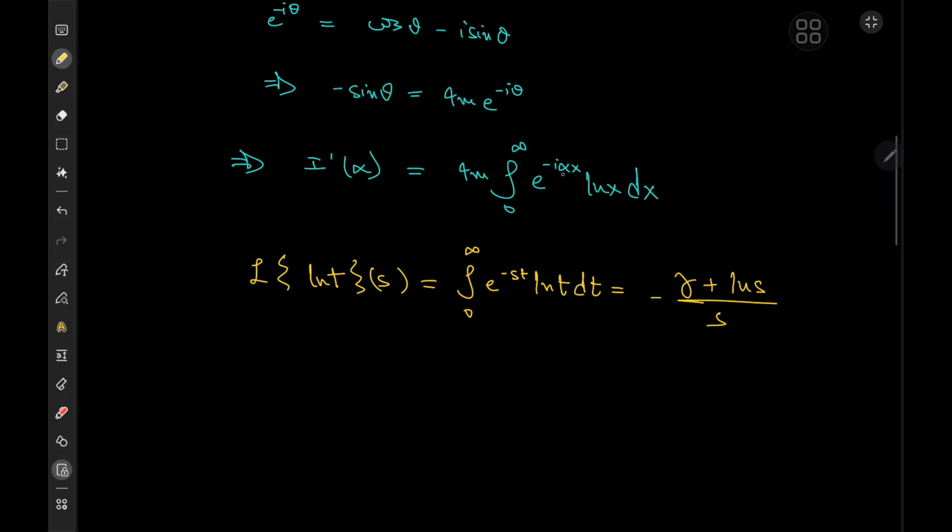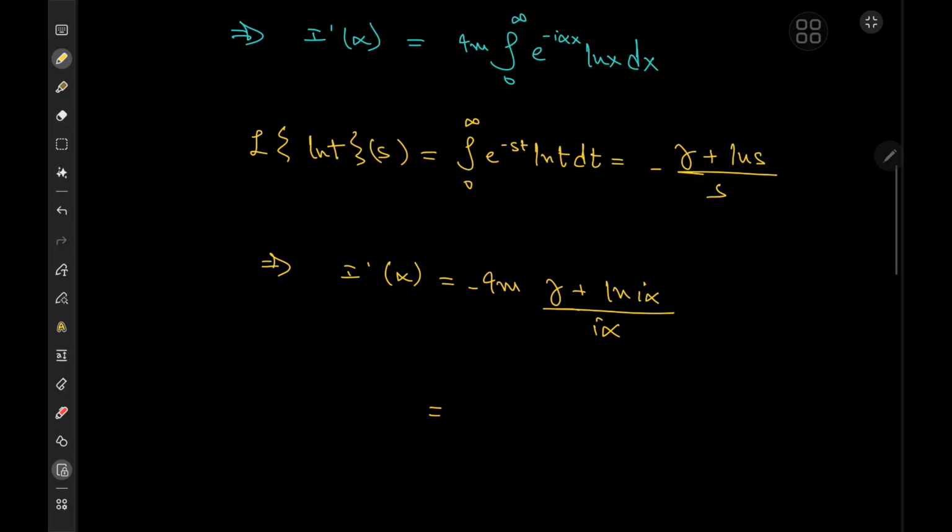So that means s is just equal to, not the negative, we already have a negative sign over there, s is equal to i times alpha. So this implies that I prime of alpha is just the negative of the imaginary part of the Euler-Mascheroni constant plus the logarithm of, what exactly? Oh yeah, i times alpha over i times alpha. Of course, by logarithm, we mean the principal logarithm.